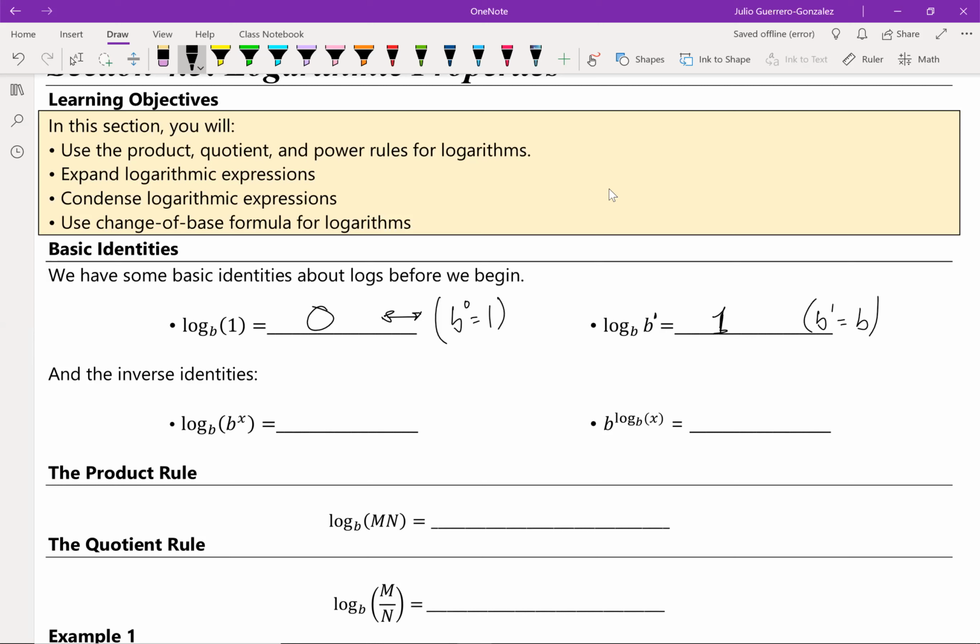The next two are going to be the ones that are most useful when we actually do equations with. Okay? Log base b of b to the x is x. So essentially, what ends up happening is basically both those things cancel out and you get left with just x.